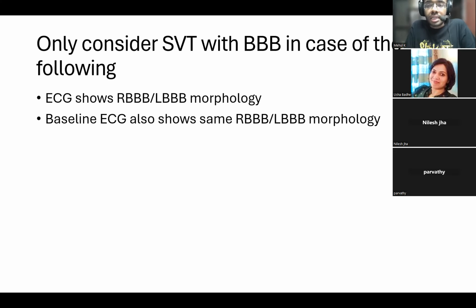Secondly, you need to have a baseline ECG that is showing the exact same morphology, the RBBB or the LBBB. If you get a baseline ECG that is showing the exact same morphology, that favors the diagnosis of SVT with bundle branch block. This is the safest approach to this thing because everything else that I'm going to teach you today is going to be complicated.